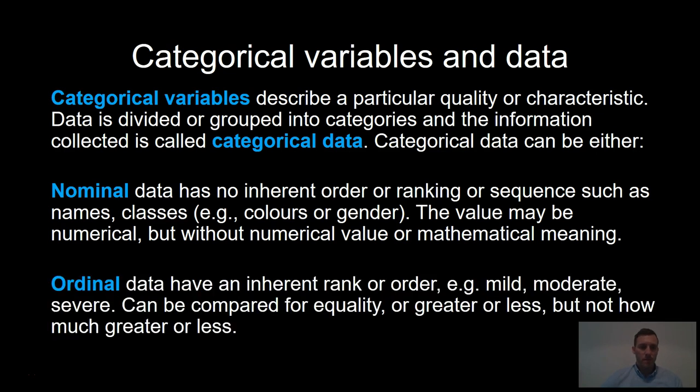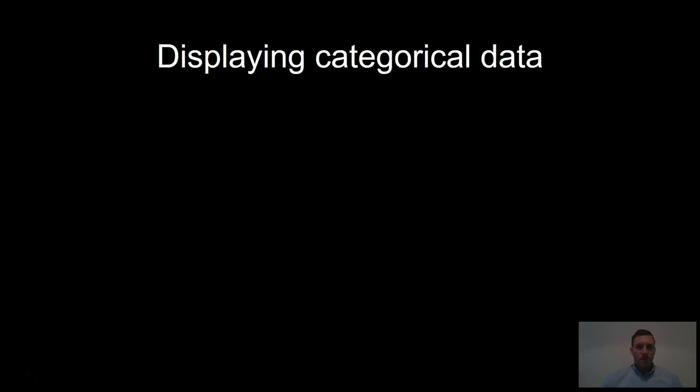Ordinal data is data that has inherent rank or order. Mild, moderate, severe are examples. It can be compared for equality or greater than or less than, but not how much greater than or less than. Medical research aims to improve the health and well-being of people.